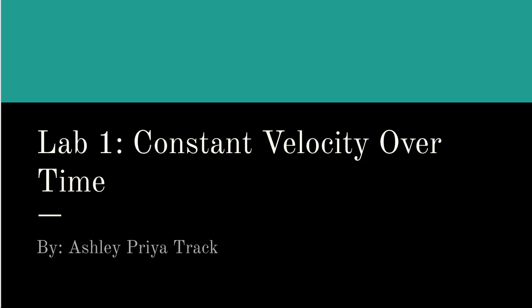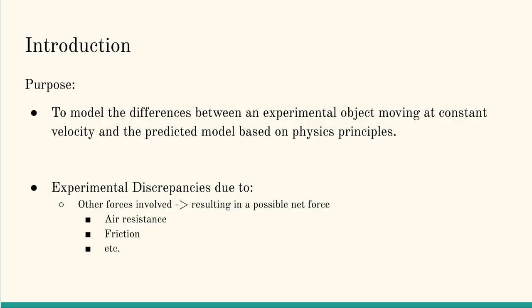This is Lab 1 of Constant Velocity over Time. The purpose of this lab was to model the differences between an experimental object moving at constant velocity versus the predicted computational model. There were experimental discrepancies due to other forces involved, which I'll talk about later.